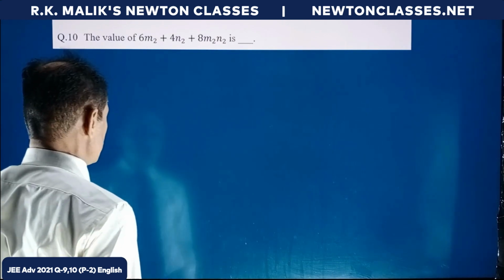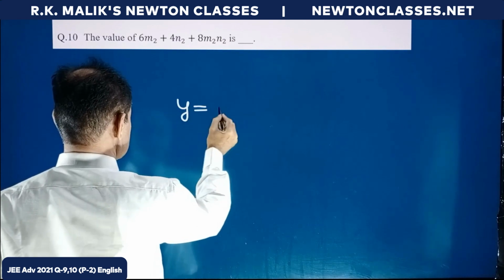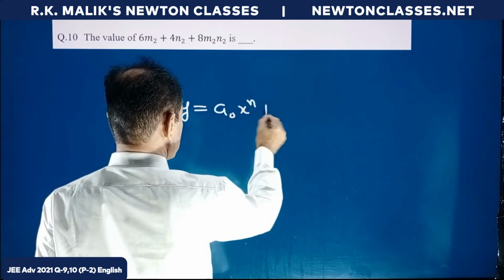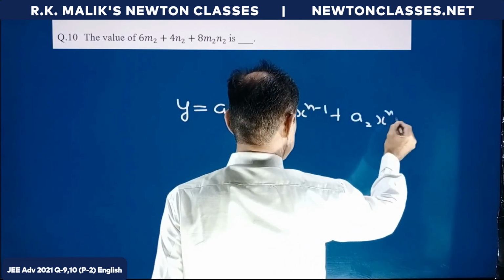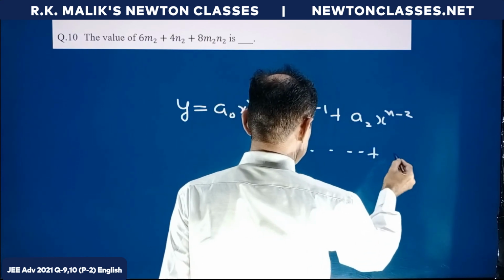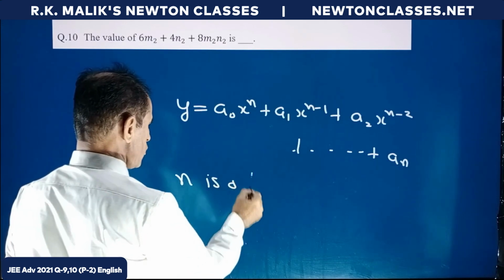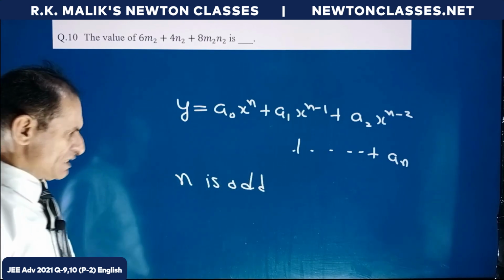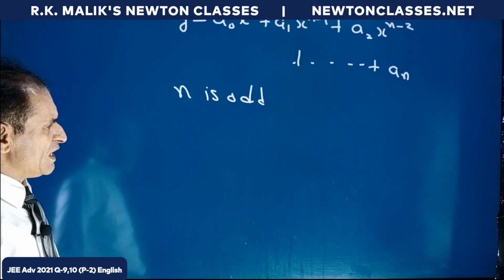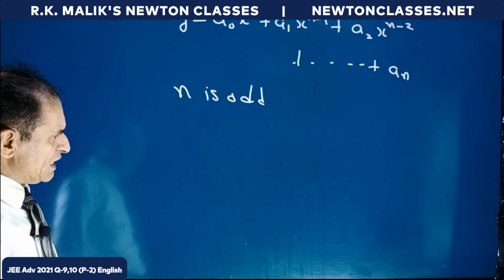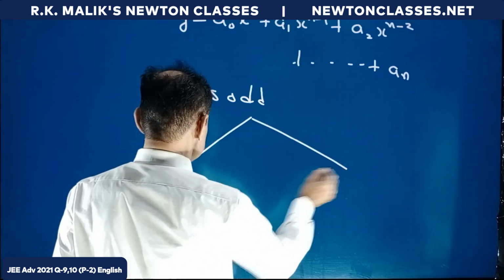There are many things which I will use in this question. The first thing I will use is, for any polynomial equation, say a0 x to the power n plus a1 x to the power n minus 1 plus a2 x to the power n minus 2 up to an. Suppose n is odd, that is, I am dealing with an odd degree equation. All these things will not be used in this question, but for completeness and clarity of concept I will tell you everything. If n is odd, then two cases arise.